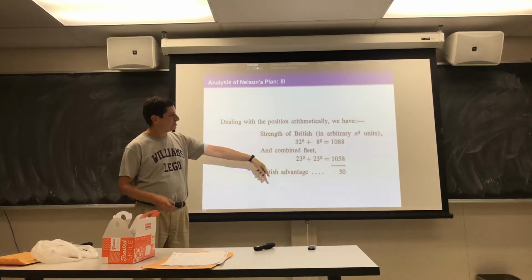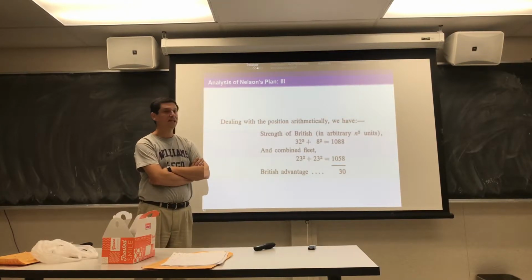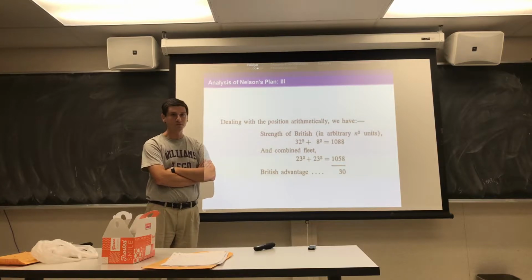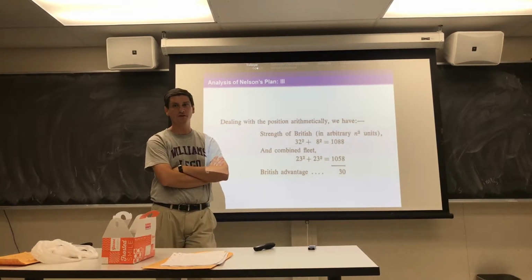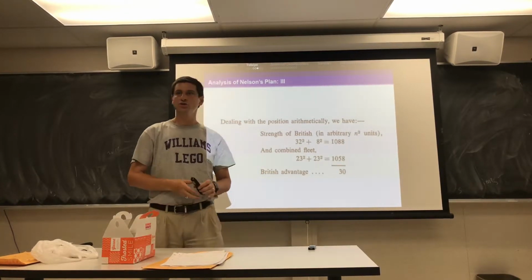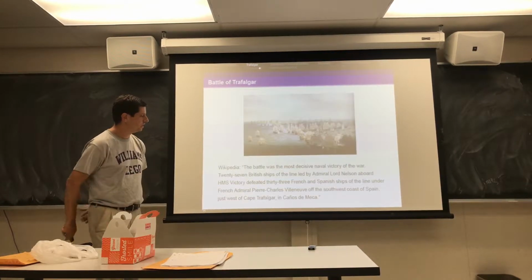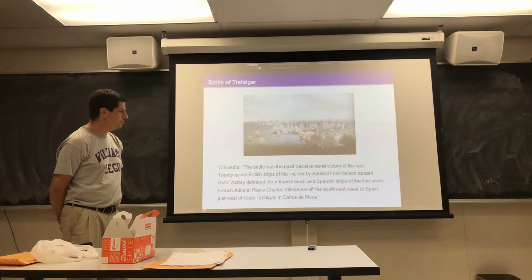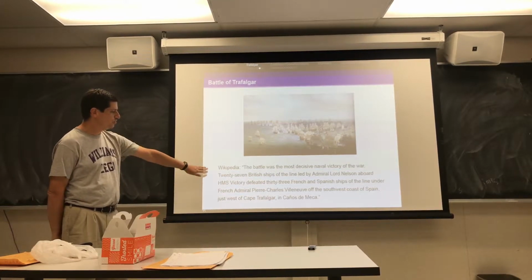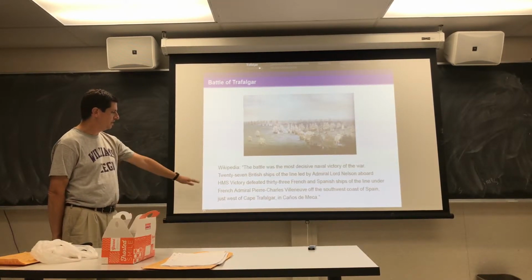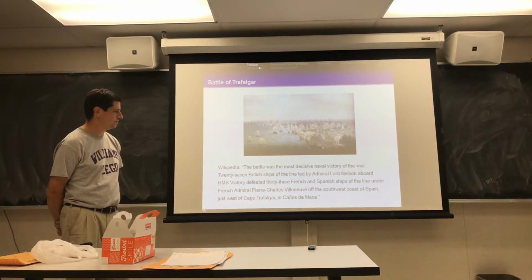When you look at it like this, it's a slight British advantage. This is much better than a huge British disadvantage of 500. So Nelson had a really good grasp of how to divide things. And so, in terms of what actually happened, we mentioned it was 27 British ships at the end of the day versus 33 French and Spanish ships.